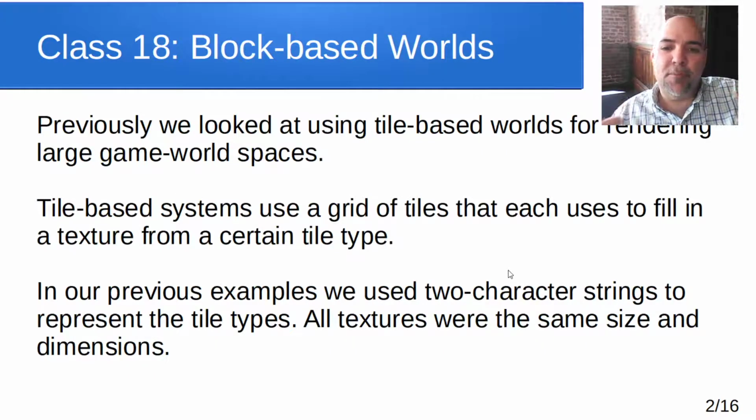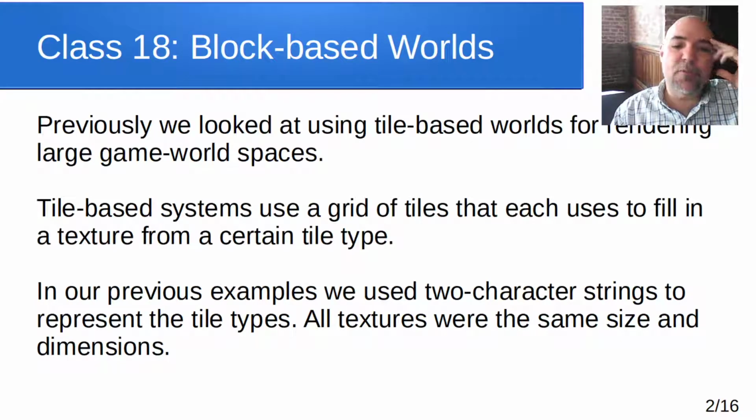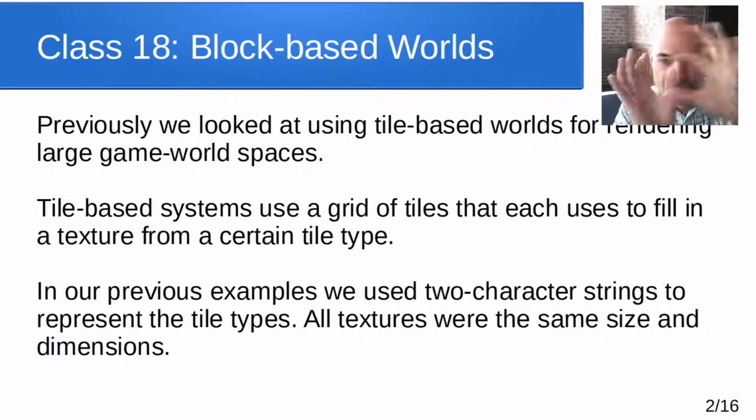Previously we were using tile-based worlds for rendering these large game world spaces. Those tile-based systems essentially used a grid of tiles that each is placed to fill a texture from some tile type, and the tile types can determine how you interact with them. In our previous example, we used two-character strings to represent the tile types, like B1 for brick, L1 for ladder, G1 for grass, or whatever. All of the textures and tiles were the same size, same dimensions. In other words, they were little squares that we put together, and we just tiled the whole thing with those squares.